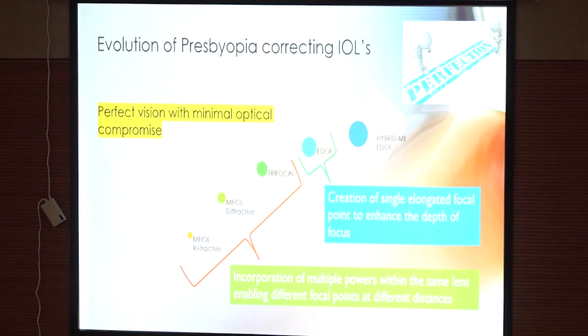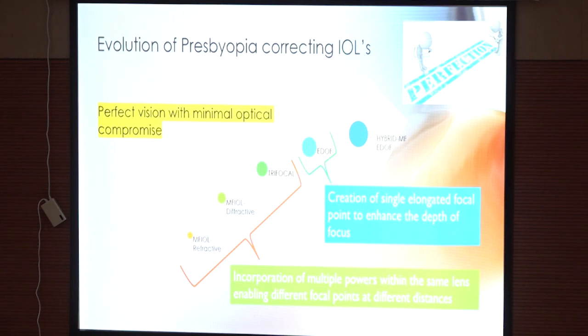So now we have evolution of the newer presbyopia correcting IOLs. Initially we had the refractive, then we had the diffractive, now we have the trifocal, and now we also have the extended depth of focus, and along with the hybrid multifocal and EDOF platform. So refractive was, you remember, Array and Rezoom. Diffractive was Restore and Tecnis multifocal.